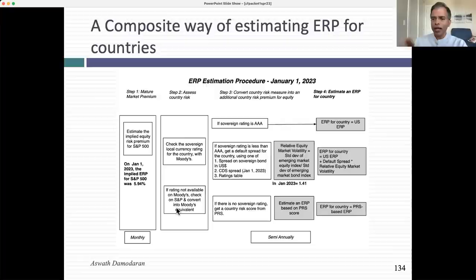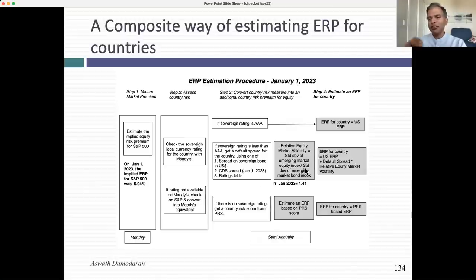If one or the other ratings agency doesn't have it, I convert. So basically, I have 151 countries with ratings. If the country has a AAA rating, I give it the equity risk premium for the US, 5.94%. If the country is not AAA rated, I get a default spread by either looking at the rating or a sovereign CDS spread.